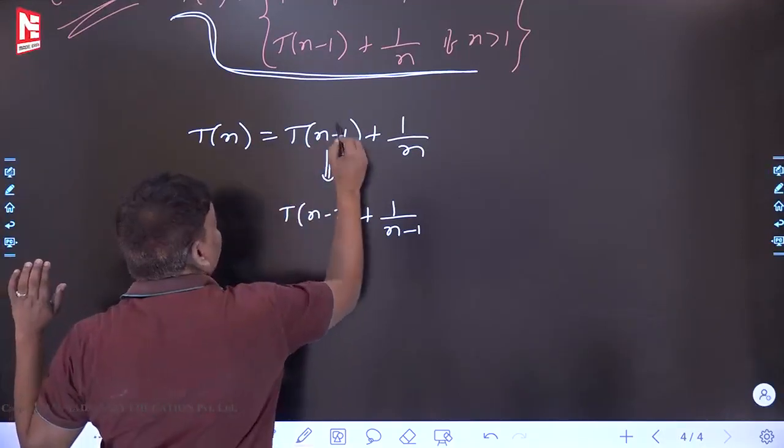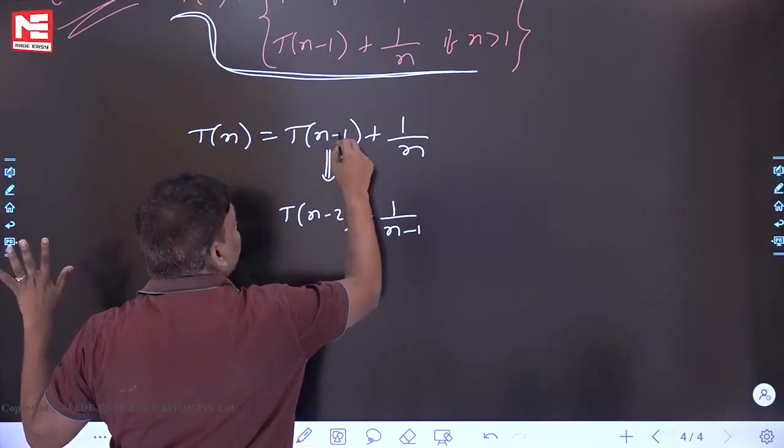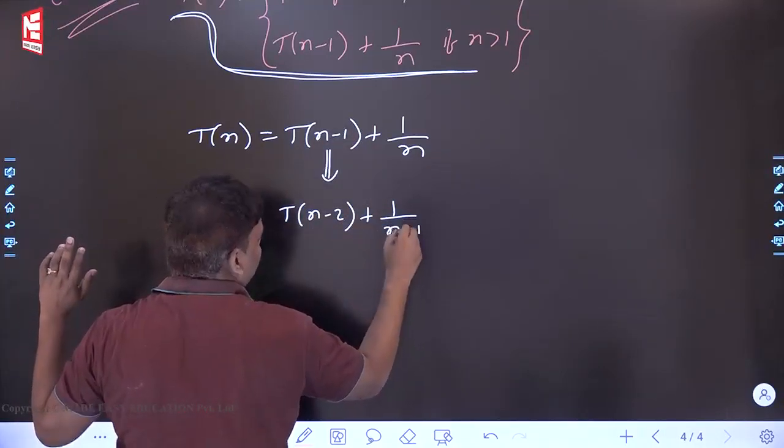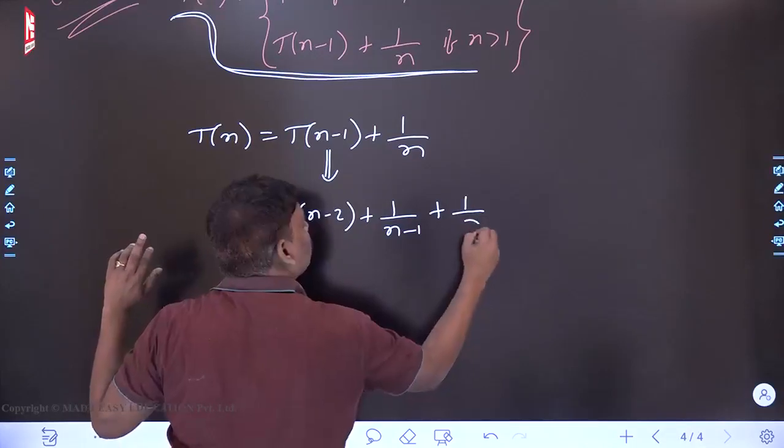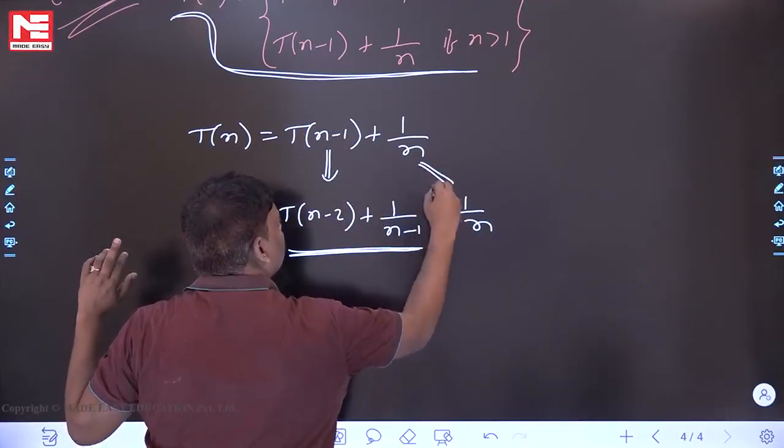Right? Tn is equal to Tn minus 1 plus 1 by n. That is if it is okay. Tn minus 1 is equal to Tn minus 2 plus 1 by n minus 1. Already 1 by n is there. Right? Because of this is k. This is as it is.